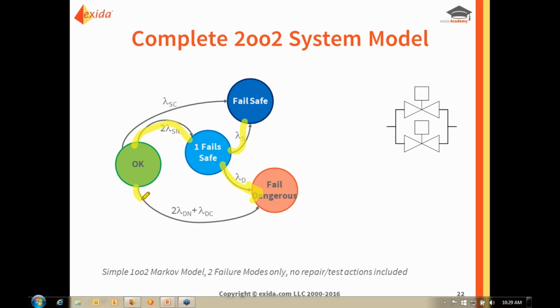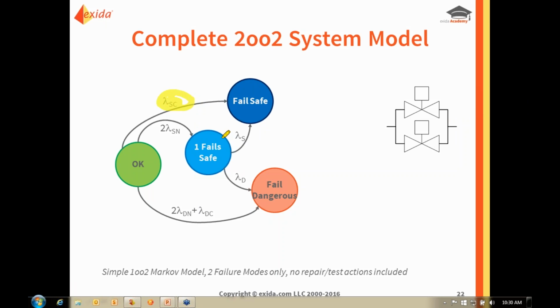From the OK state, there's also the transition of a dangerous failure directly to the fail dangerous state, as one of the attendees just remarked. Any dangerous failure, I immediately fail dangerous. Absolutely right. But there's also the common cause factor, and we've seen that that may actually impact the probability of failure on demand for the common cause. So in this case, it's the opposite of the 1 out of 2.